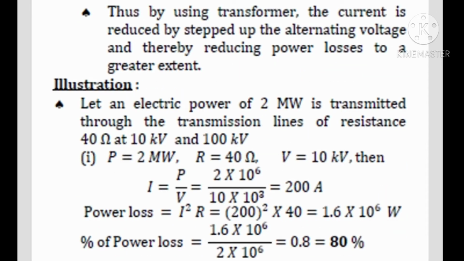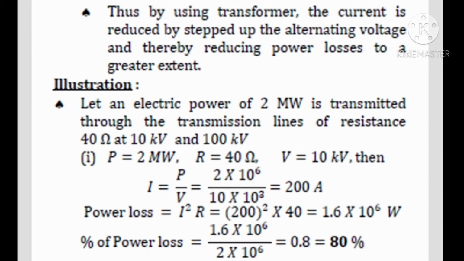Thus, by using the transformer, the current is reduced by stepping up the alternating voltage, thereby reducing power losses to a greater extent.